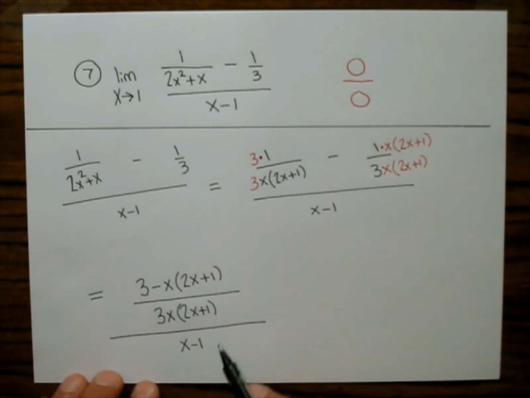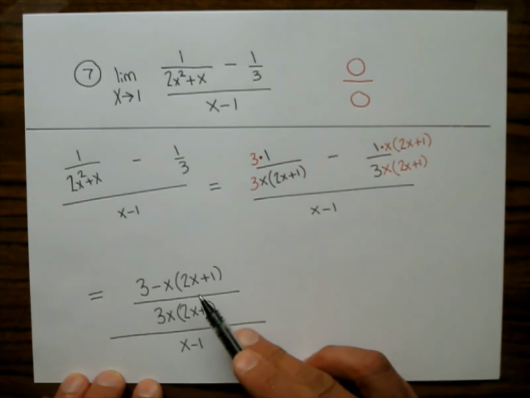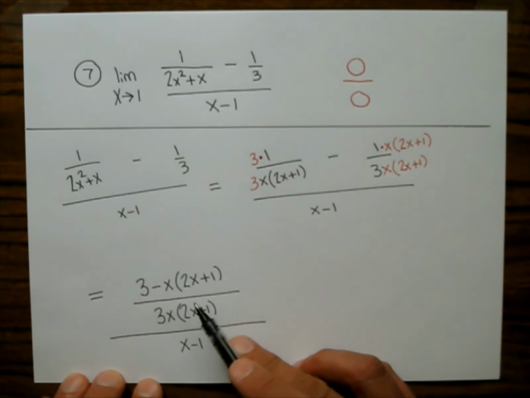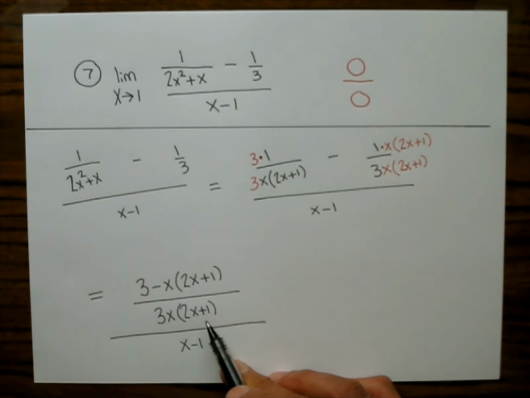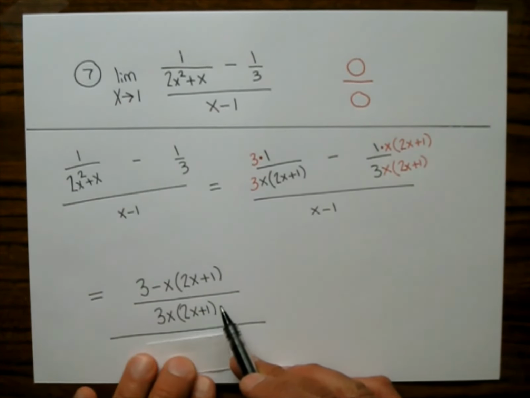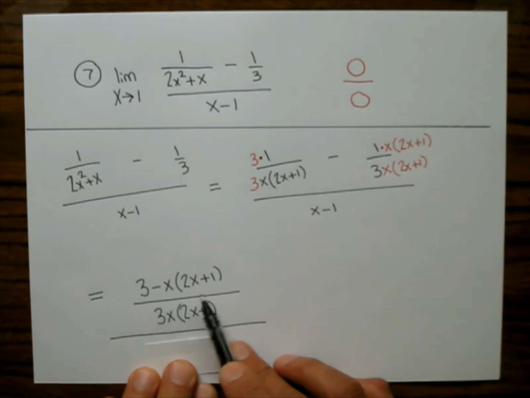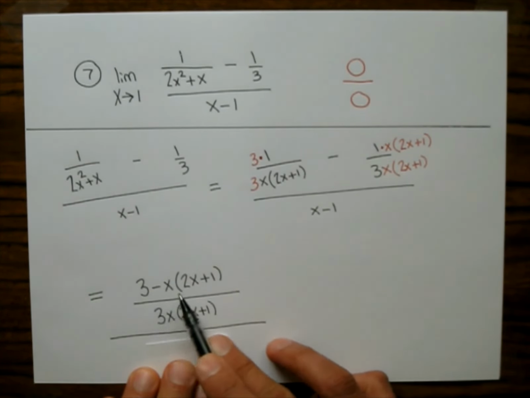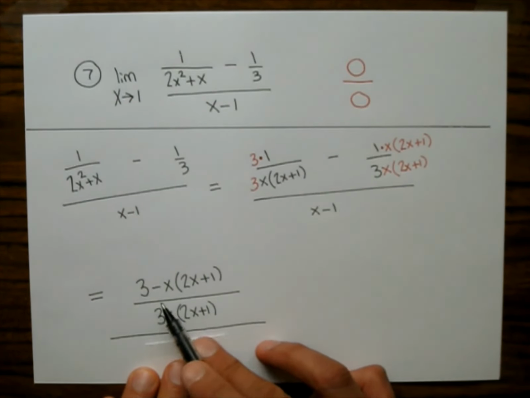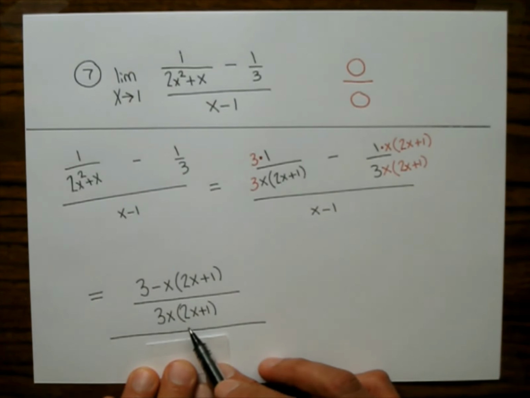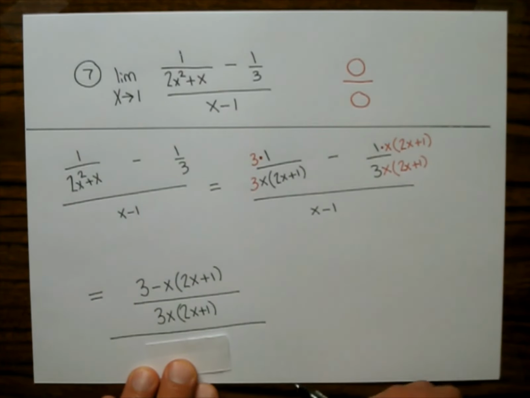So you might be wondering, can I just cancel the 2x plus 1s? That's what a lot of people do, but it's incorrect. In order to cancel, you have to have one term on the top and one term on the bottom. So let's put a piece of paper over this right here. Let's just ignore that. And you don't have one term on the top. You have two terms, the 3 and then this thing right here. So no canceling when you have two terms on the top and one term on the bottom. So you just have to multiply out the top and see what you get.